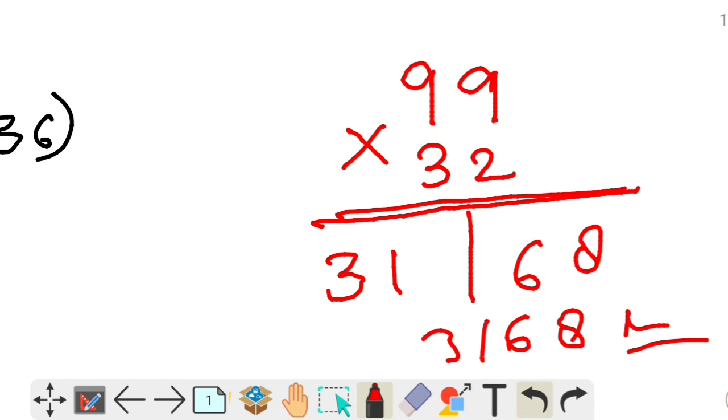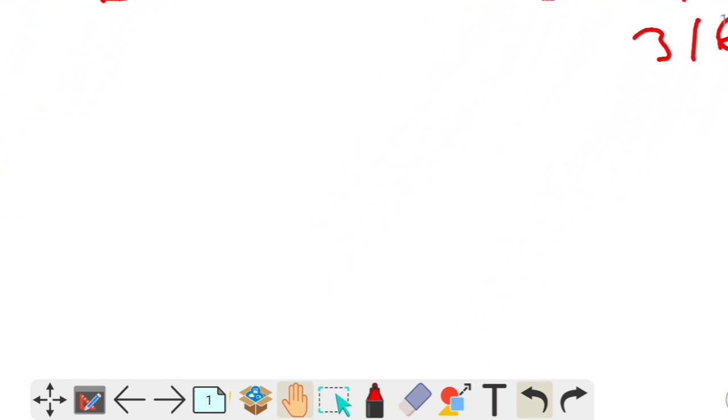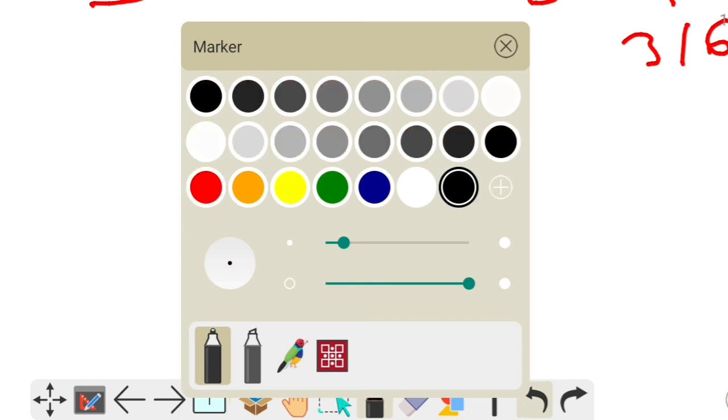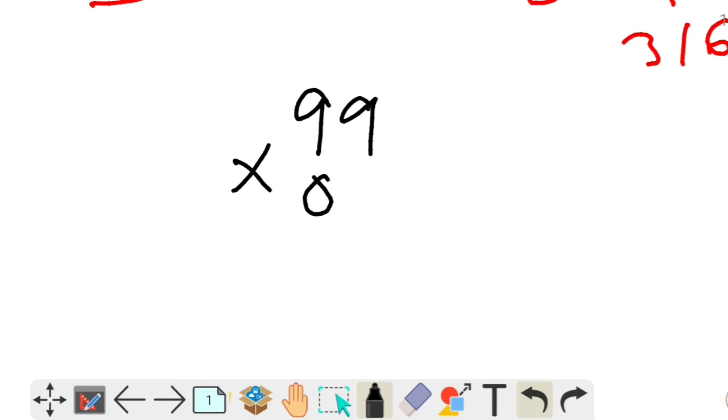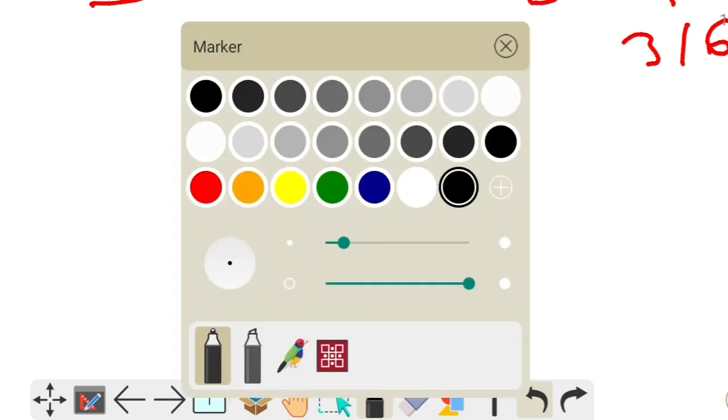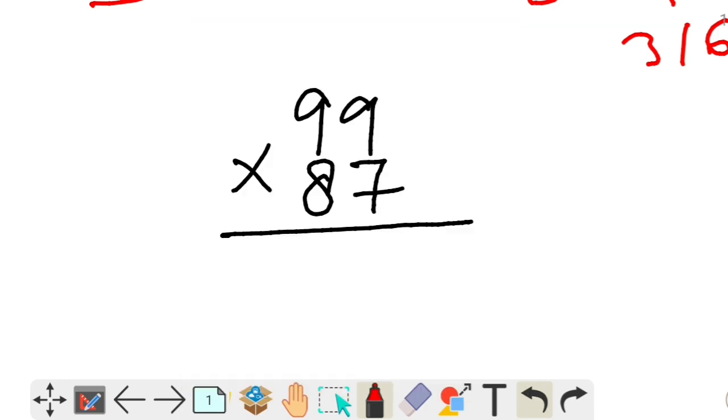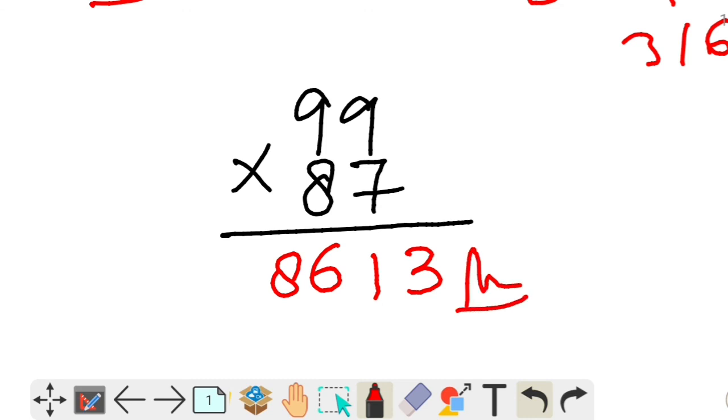Okay, one more question. I'll tell you how to do this with the mind trick. 99 into 87. Fine. Now how you can do this with the mind, just in a second you can solve this question. 8, 6, 10 minus 7, 3, 9 minus 8 is 1. This is your answer. I hope you understand.